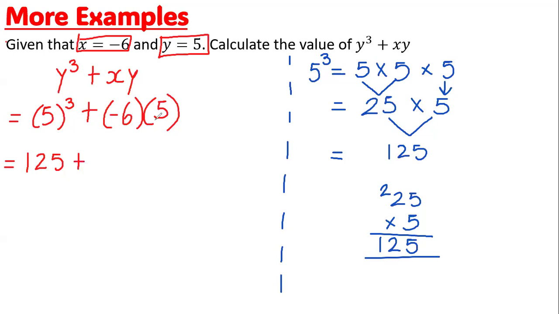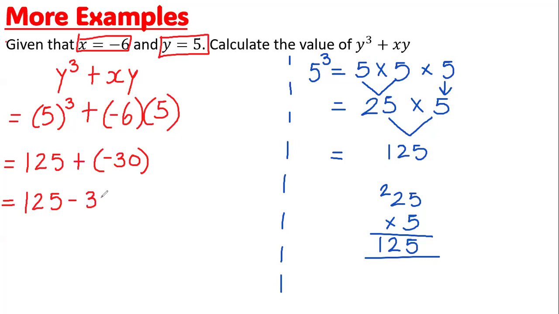What is 6 times 5? Negative 30. Very good. All right, 6 times 5 is negative 30. What are we going to do at this point? We have to subtract. Subtract 125 and 30.